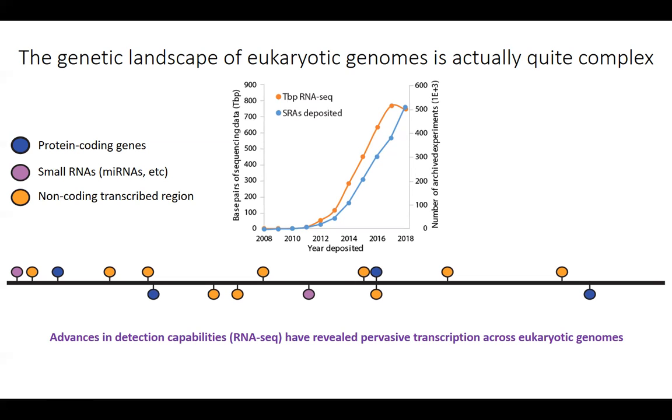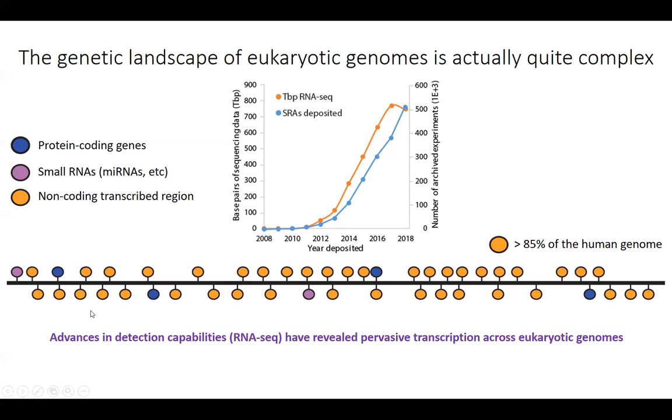So we've been able to see lots more information that's given us a picture that we probably have more of these transcribed regions that don't code for proteins than we thought, maybe even more than that. And it turns out that most of these non-coding transcribed regions are what can be described as long non-coding RNAs. So I think maybe more than 85% of the real estate in the human genome is actually taken up by these mysterious long non-coding RNAs.